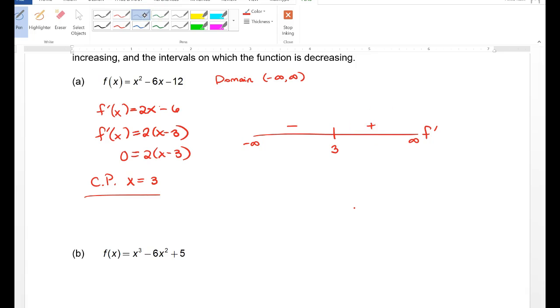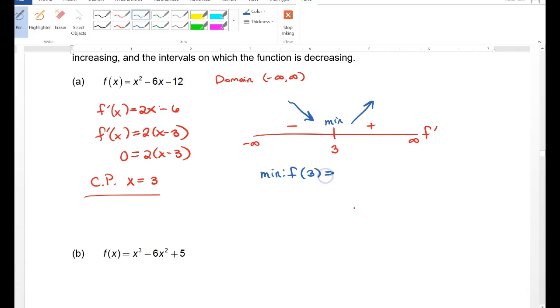Okay, so now we're going to draw the arrows in. If it's negative, it has a negative slope, so it's going to go down to the right. There's a minimum, and then it goes up to the right, so it has a min. Does it have any maximums? No, so there's a minimum. Our minimum is f of 3.